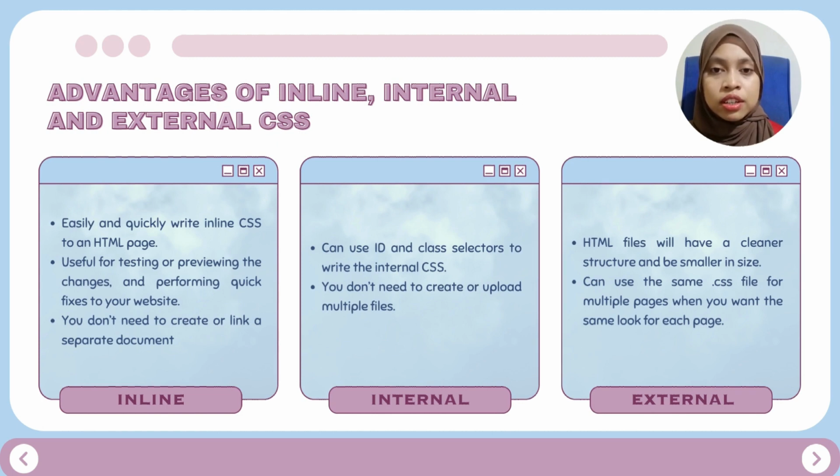For inline, firstly, you can easily and quickly write inline CSS to an HTML page. Secondly, it is useful for testing or previewing the changes and performing quick fixes to your website. Lastly, you don't need to create or link a separate document as required in the external CSS. For internal, firstly, you can use ID and class selectors to write the internal CSS. Secondly, since you will only add the code within the same HTML file, you don't need to create or upload multiple files. Last one is for external.